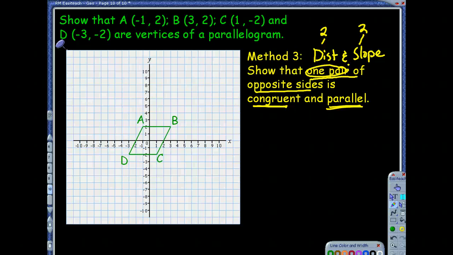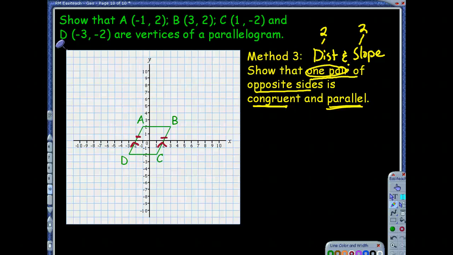So if you wanted to use this particular method, you could prove, let's say, AD is congruent to BC and AD is parallel to BC, which would prove it's a parallelogram. It just depends. I have students that will use only method 1 or method 2 because they're only comfortable with one formula. You will have to know both formulas. So you want to make sure you're good with that.